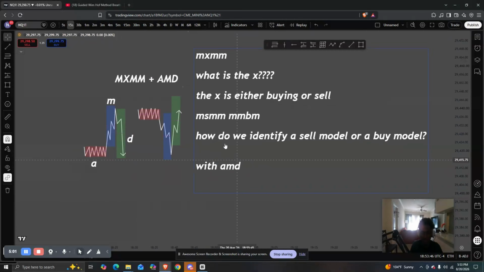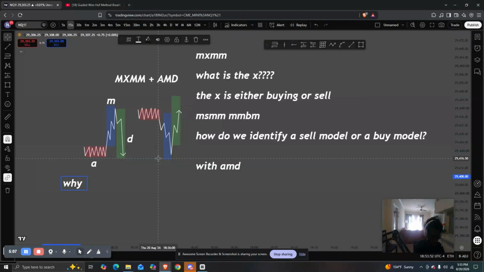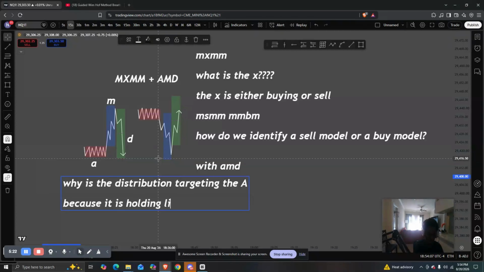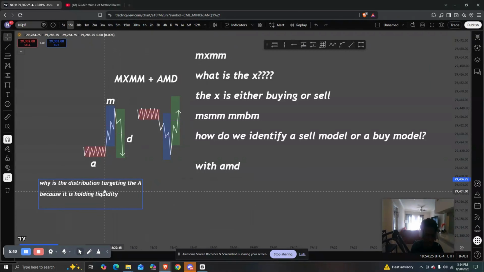And why is the distribution targeting the accumulation? Because it is holding liquidity. So why is it doing that? It is holding liquidity, liquidity being all these low resistance highs and lows that we have in here.